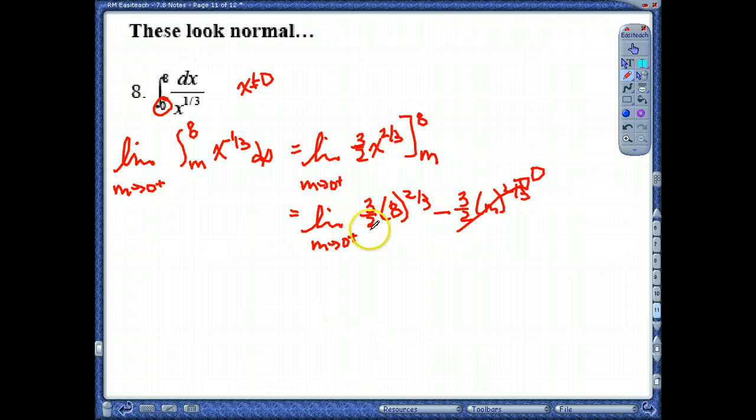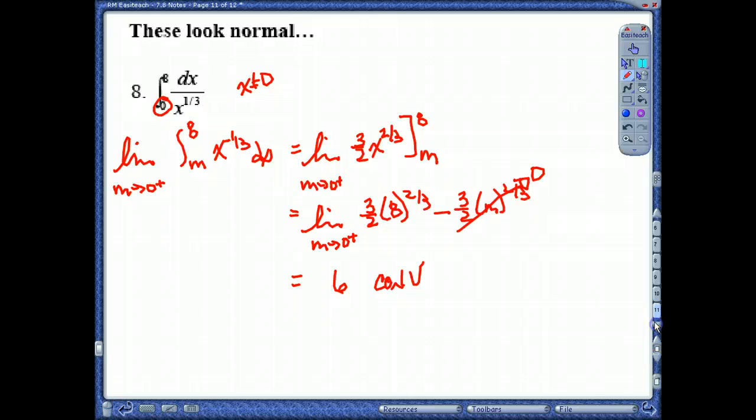Did I say that backward? 3/2 8 to the 2/3 power. So 8, if I take the cubed root of it, it's 2. Squared, it's 4. 3/2 times 4 is 6. So it converges. Okay. So here my problem area was at 0. It was at one of those limits.